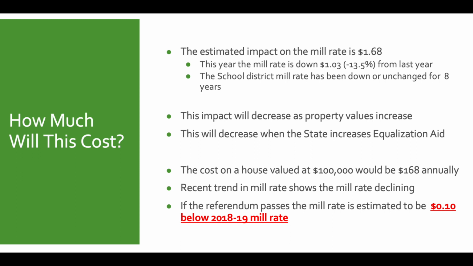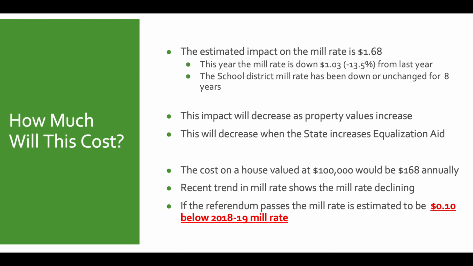The most important fact that I think you need to know about is what's happened to your mill rate over the last 10 years. It's gone down, and gone down significantly this year. So if this referendum passes, even with this dollar amount we just talked about, we're still below the 2018-19 mill rate that we had. So we've seen significant declines in our mill rate, and we're still 4 years away from where we were lower than.